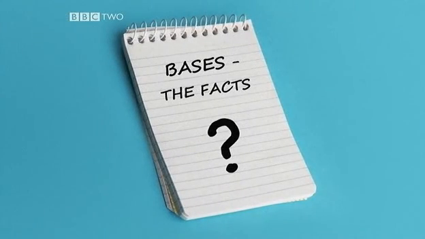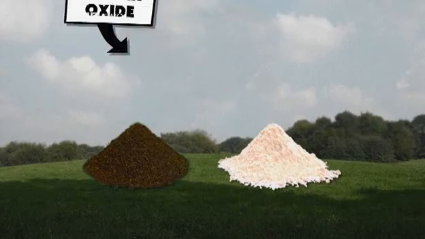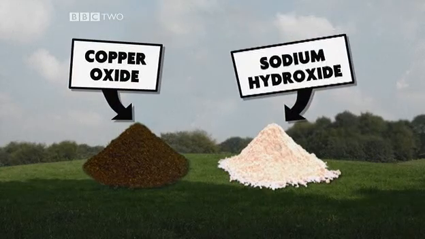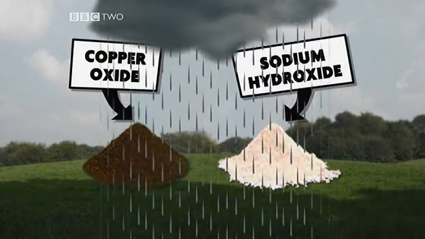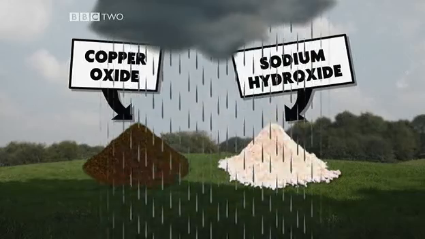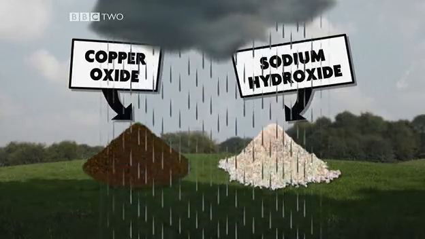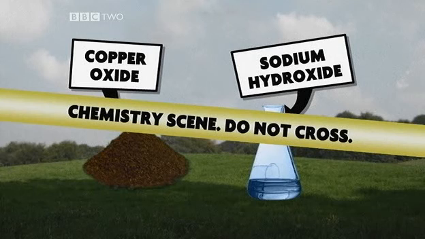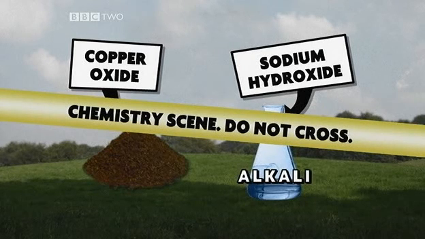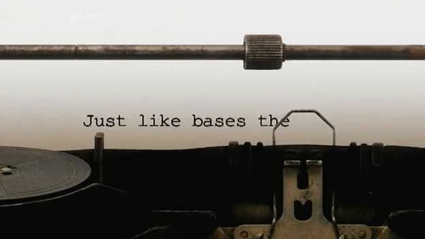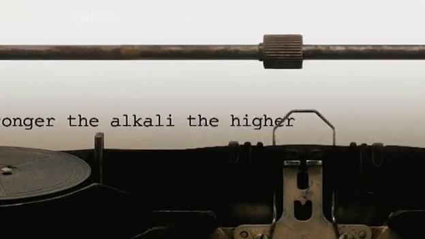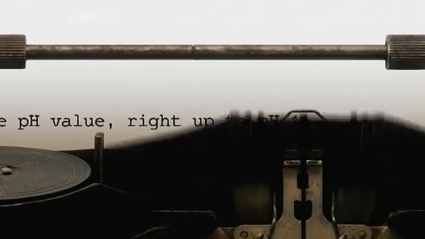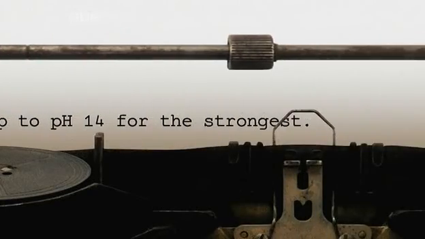What can we say about bases? What are bases anyway? They're usually metal oxides or metal hydroxides. Not all bases dissolve in water. Copper oxide doesn't, for example, but sodium hydroxide does. When a base can dissolve in water, it is also called an alkali. Just like acids, the stronger the alkali, the higher the pH value, right up to pH 14 for the strongest.